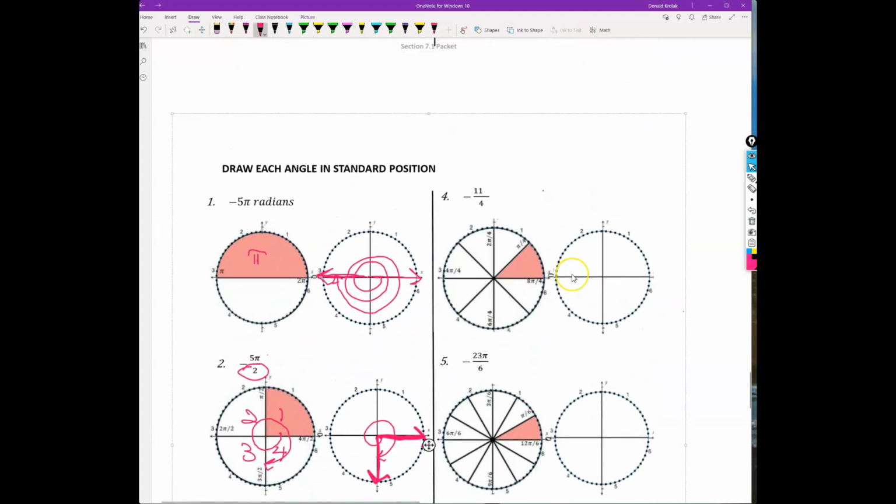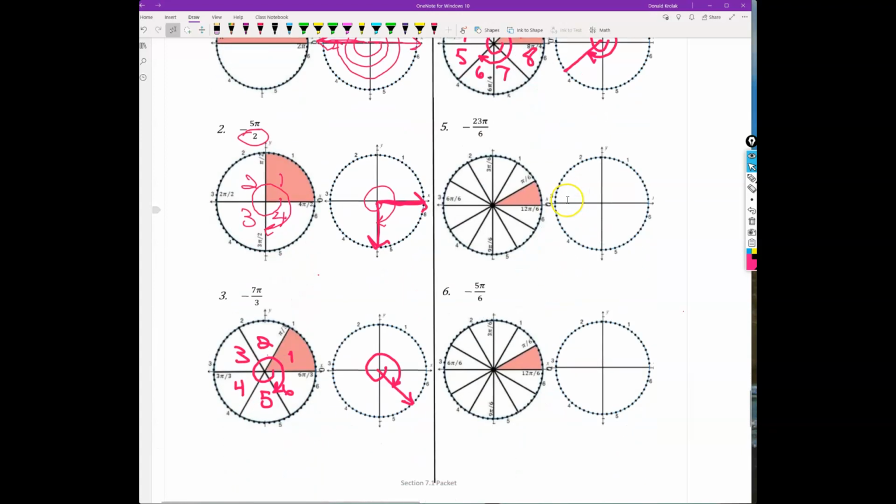Okay, -11 pi over 4. Cut the top half into 4, the bottom half into 4, and count clockwise 11 of them. So going all the way around is 8, 9, 10, 11. So that's what -11 pi over 4 looks like.